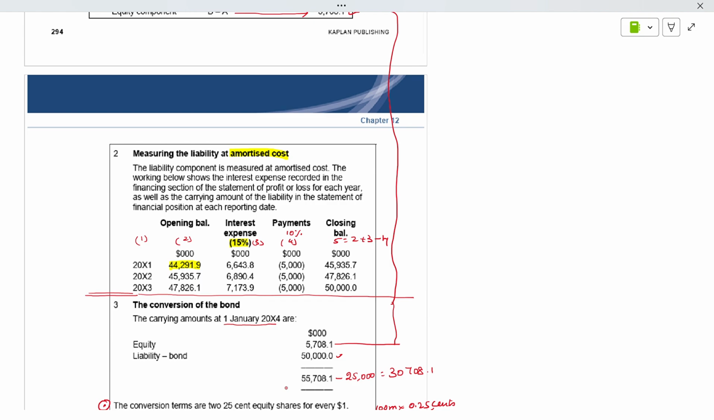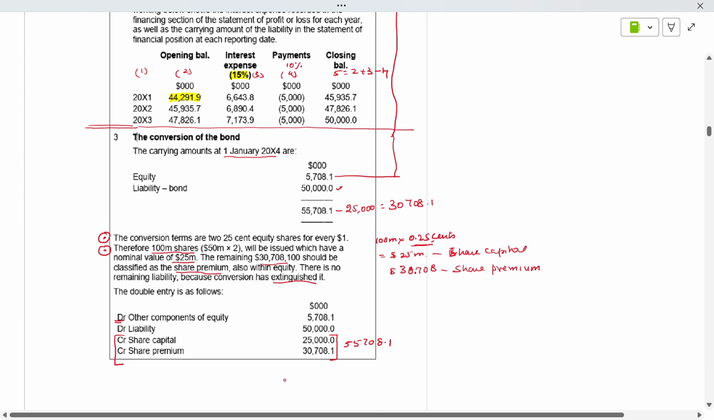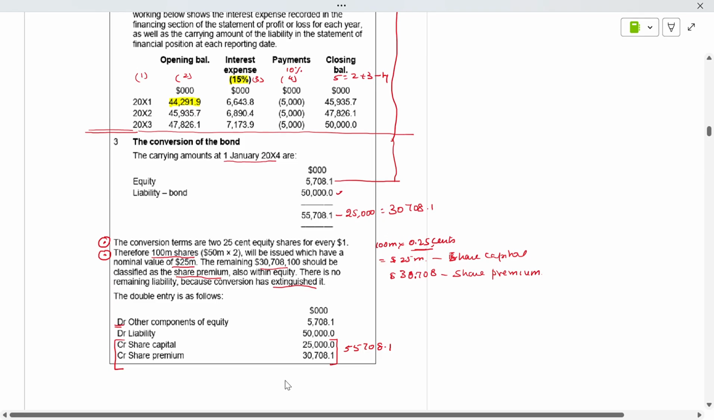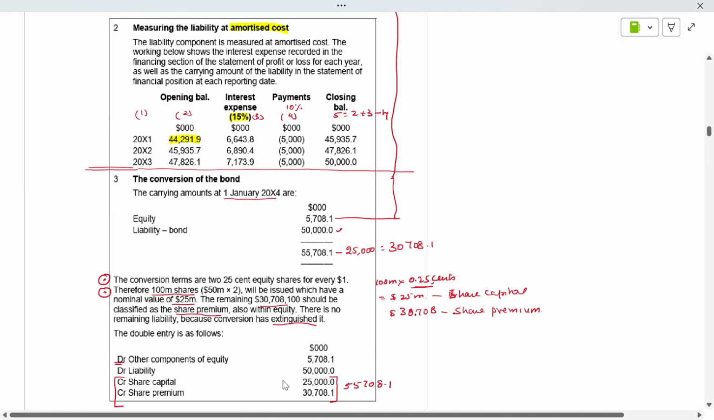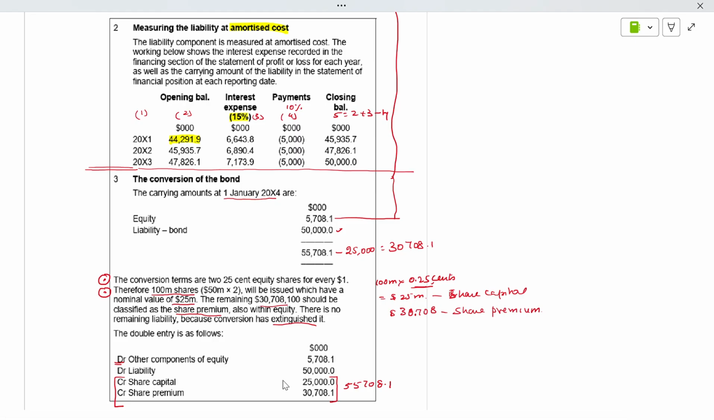Yes, Dr. Third one is a new one. First time you are doing it. Third step is we are doing the first time. Again in the next question we are going to do the same thing. First what we will do is we will convert the shares into the value of the liability.